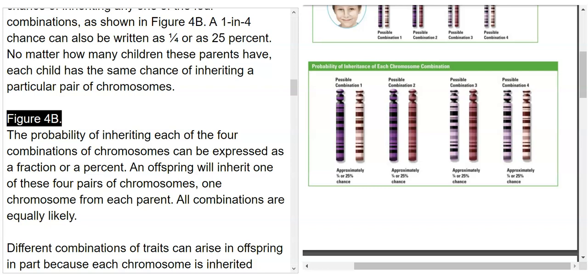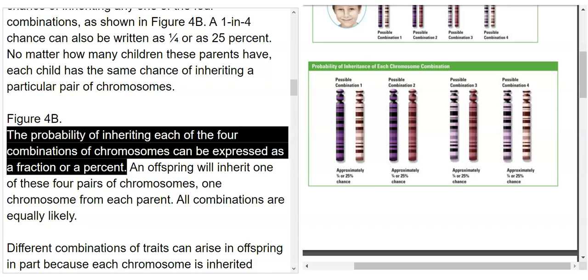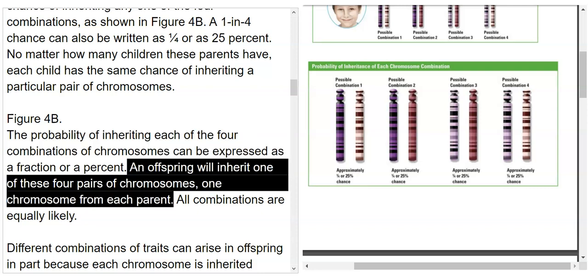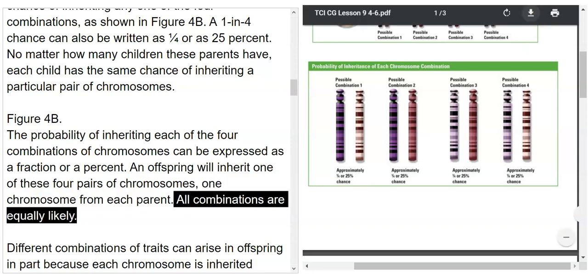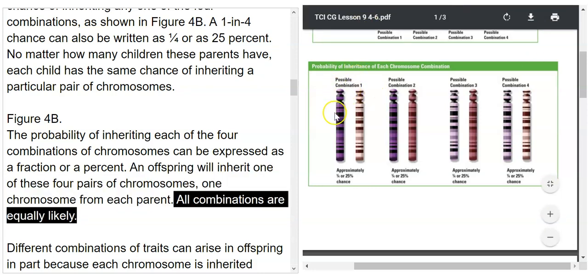Figure 4b. The probability of inheriting each of the 4 combinations of chromosomes can be expressed as a fraction or a percent. An offspring will inherit one of these 4 pairs of chromosomes, 1 chromosome from each parent. All combinations are equally likely. So here they are right here. This is chromosome number 1, and this is one possible combination. Here's one possible combination. Here's one possible combination. Here's one possible combination.